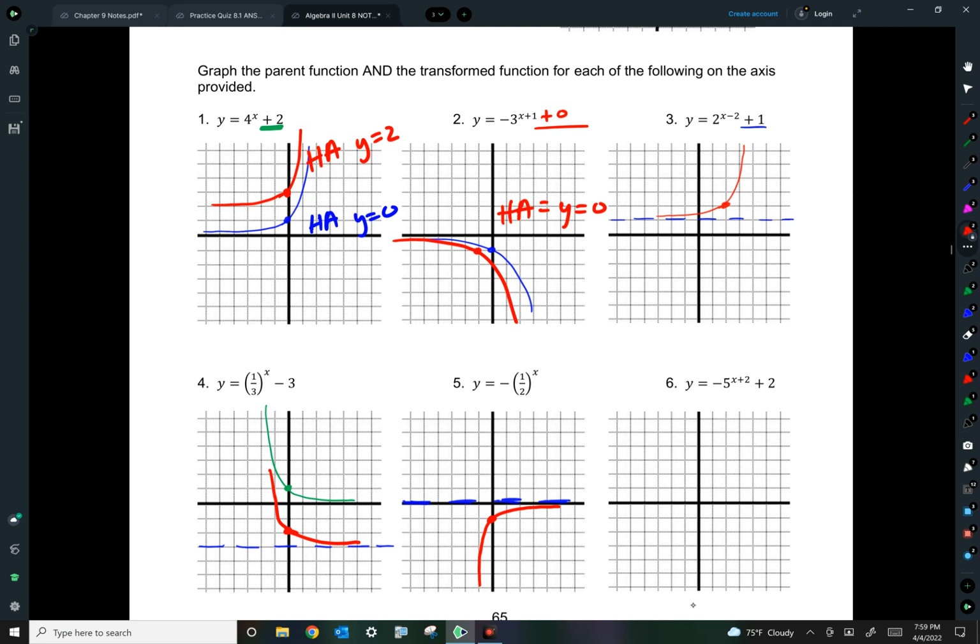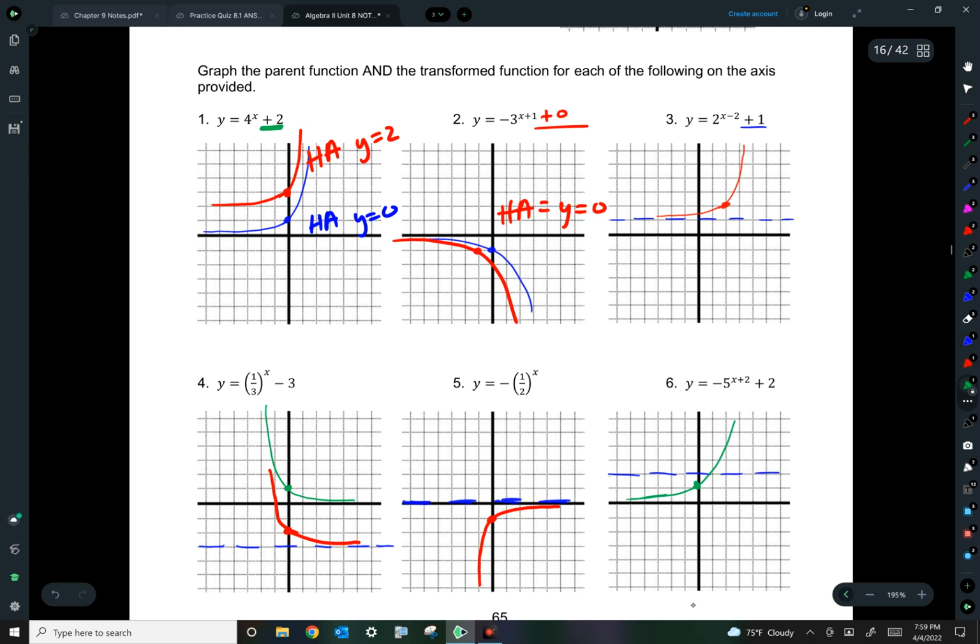And then on number 6, I can tell my horizontal asymptote is going to be at 2, so right in here. So no matter what direction I draw it, I know it's going to level off at that line. Okay, so remember it's a 5 to the x, so it's the original one. Let me just kind of draw it in. The original one that's going this direction. Right, something like that.